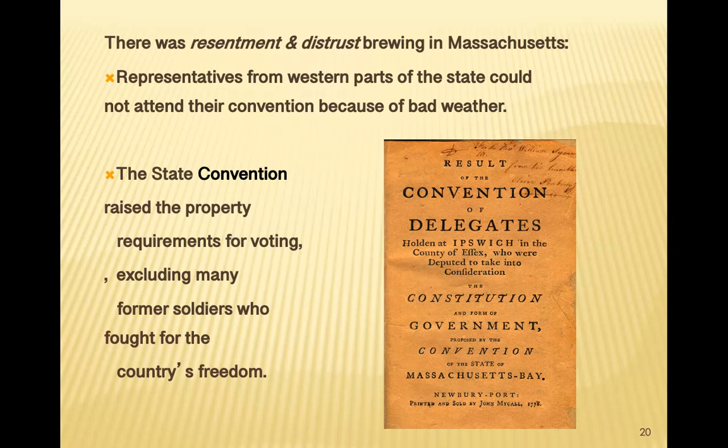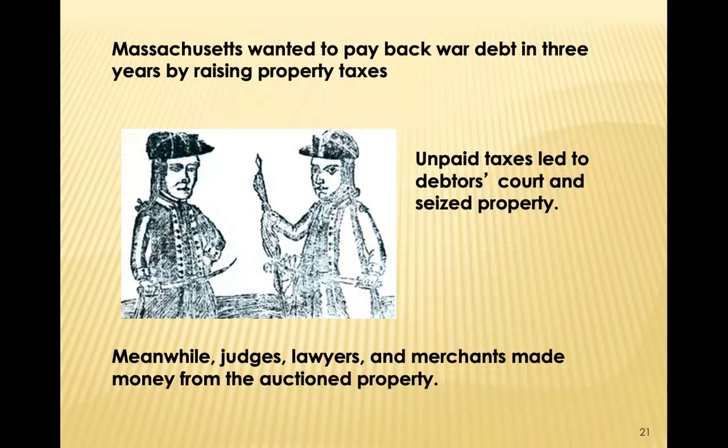So this started to breed a lot of resentment and distrust within the state of Massachusetts, not only for the state government, but in the national government itself. So Massachusetts said, we want to pay back our war debt. We want to do it in a short amount of time, and we're going to do that by raising property taxes.